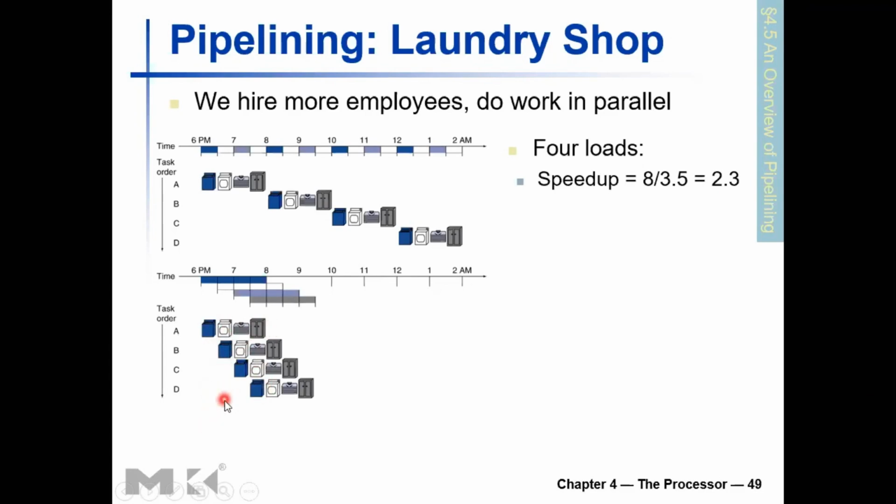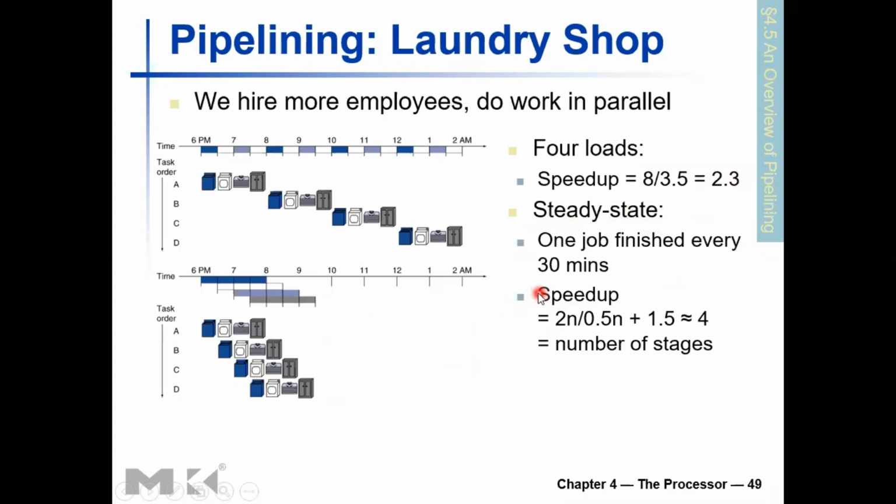So at these stages, not all hardware or not all the stations in the laundry shop are utilized fully. But after this step, when we are in the steady state, all 4 stations are utilized fully, and we can complete one laundry load every half an hour. So that state, after the pipeline is filled, we call it the steady state. We are in the steady state. So in the steady state, one job is finished every 30 minutes, every half an hour.